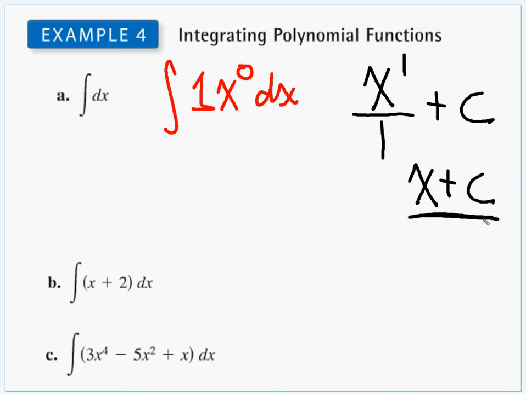What do you get if you derive x plus c? The x would derive to a 1, the c would derive away, and that's what we have right here. It worked.